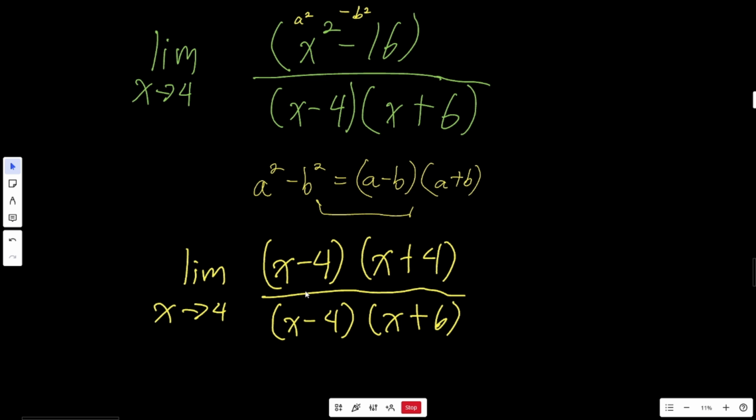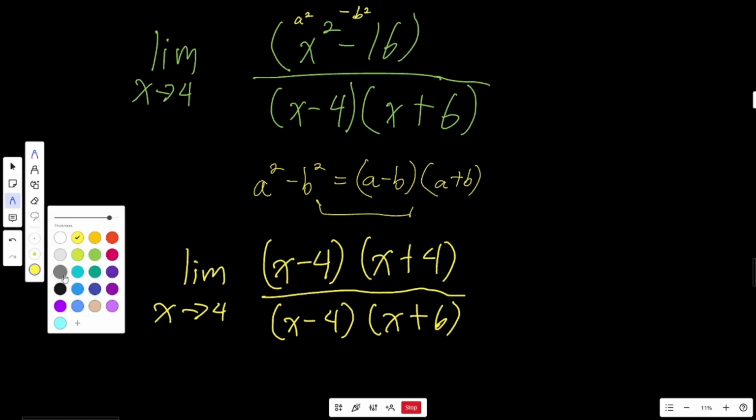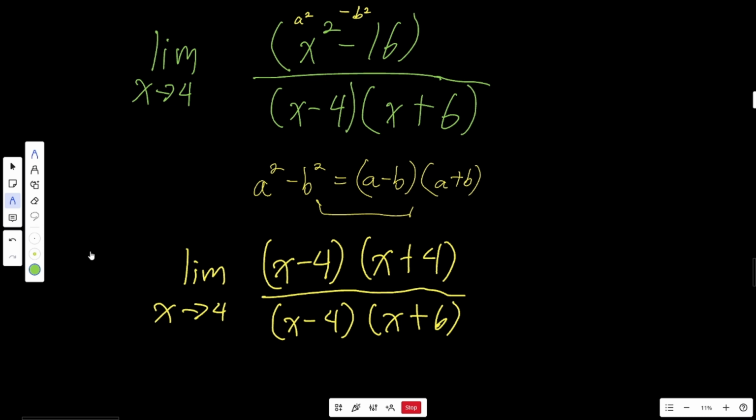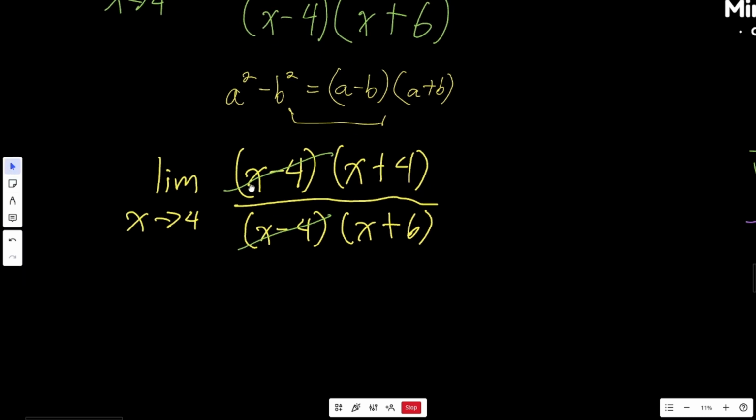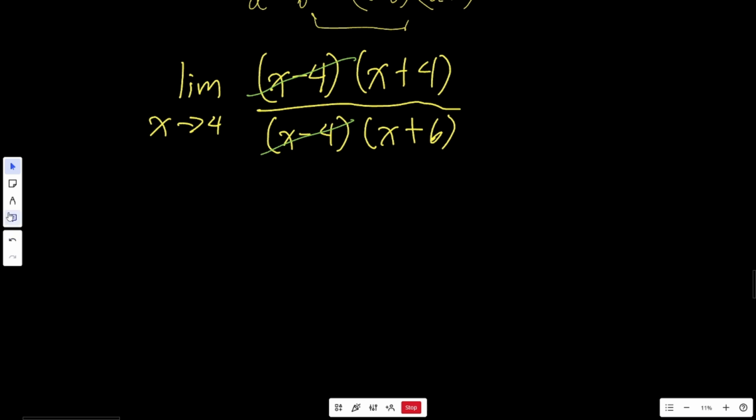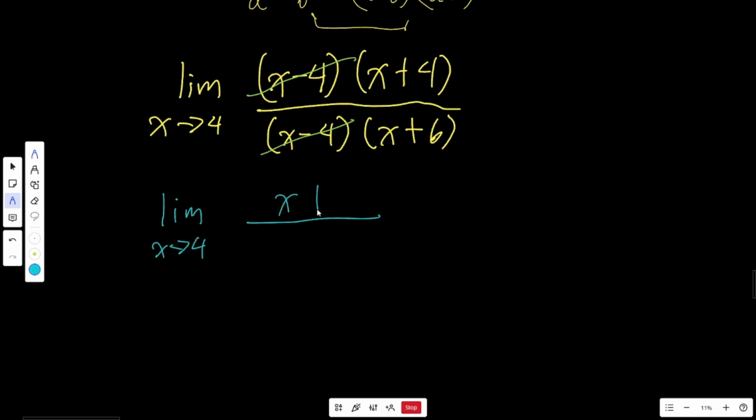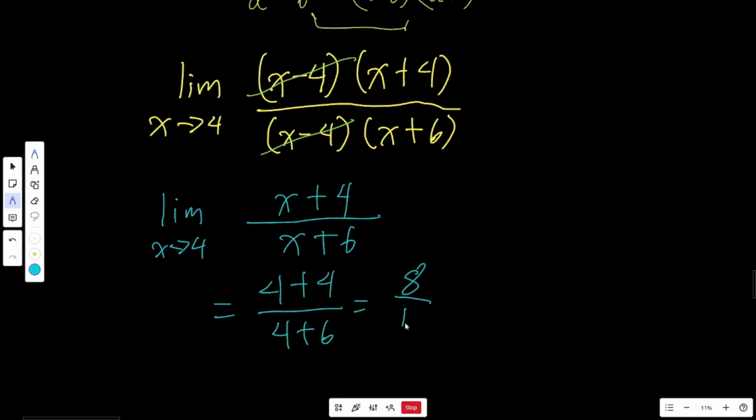But what factoring now allows us to do is take out redundant terms or similar terms on the denominator and the numerator. So we can take out x minus 4, the one on the top and the one on the bottom. Now we're left with the limit as x approaches 4 of x plus 4 over x plus 6. And if you look at it now, we have no issues substituting 4. So let's try that now. Let's substitute 4 in. So 4 plus 4 over 4 plus 6. This will get us 8 over 10. Simplified, that becomes 4 over 5.